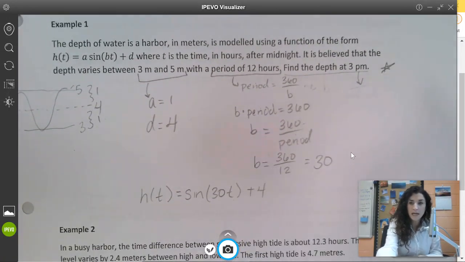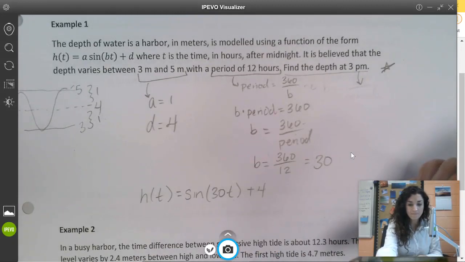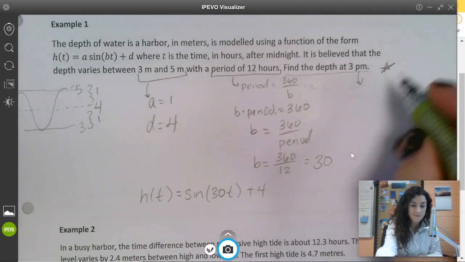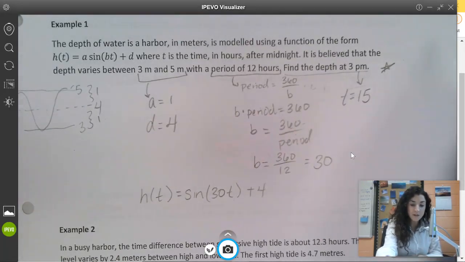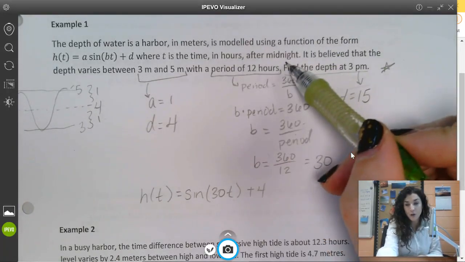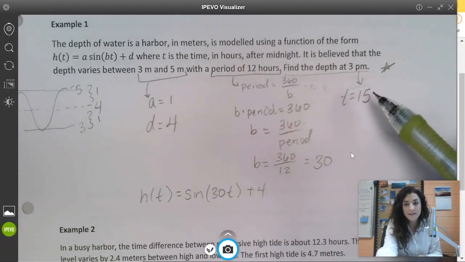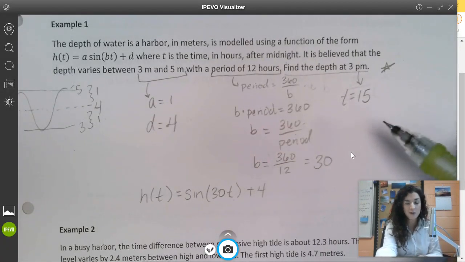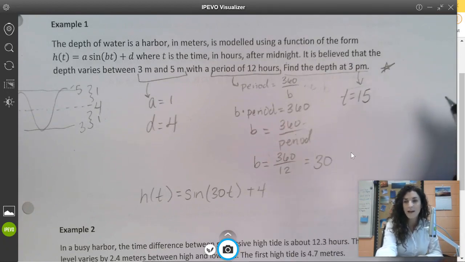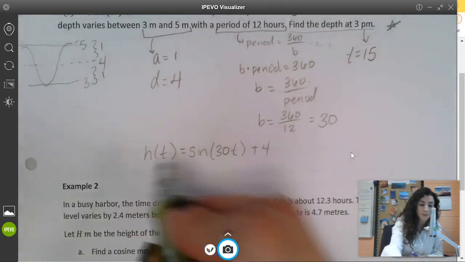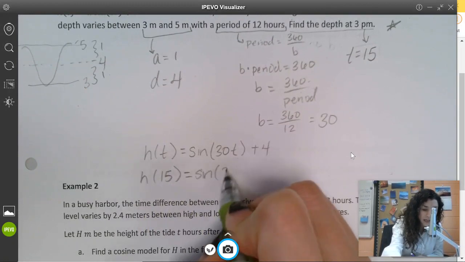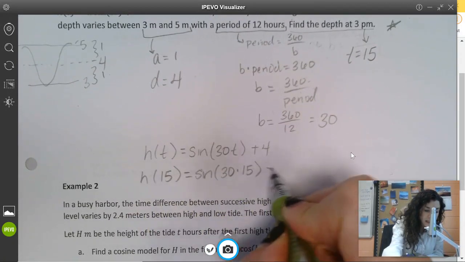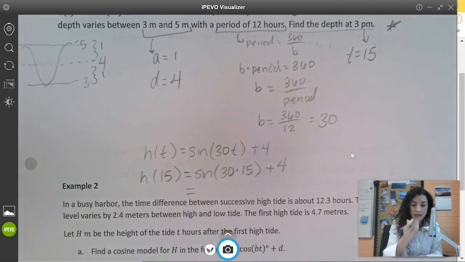What will we be plugging in for t? The number that we should be plugging in for t is 15. T should be equal to 15 because T is hours after midnight and 3 p.m. is 15 hours after midnight. So just be really careful there. I would imagine that the IB would anticipate a lot of students will plug in 3, and that's not what you're supposed to do. You're supposed to find H of 15, and all that means is that you plug in 15 instead of T, and then you can calculate that.